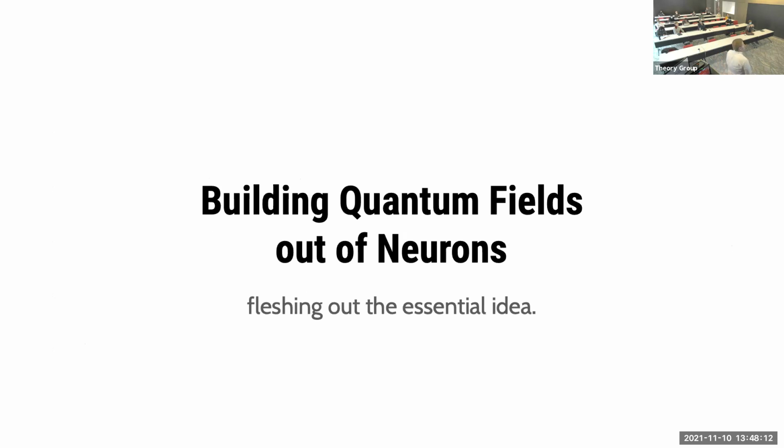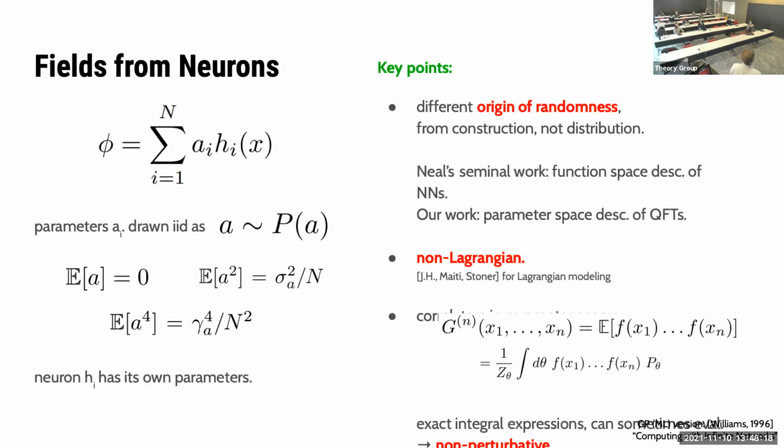So I'm going to build quantum field theories out of neurons, and so I need to flesh out the essential idea and how it's different from what we normally think about. So this is what I'm going to do. I'm going to consider my field phi, which I have given a canonical Greek letter that we care about. It's going to be a real scalar in this description. And I'm going to build it by taking it as a sum of a_i h_i. These h_i of x's are what I will call the neurons in this talk.